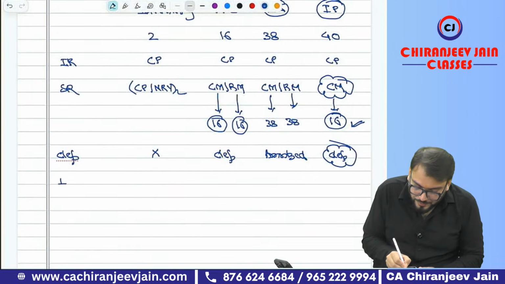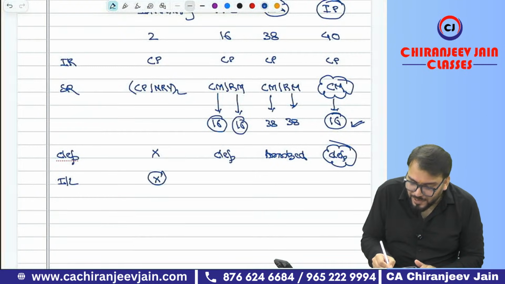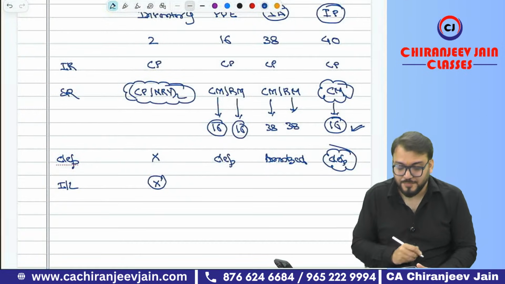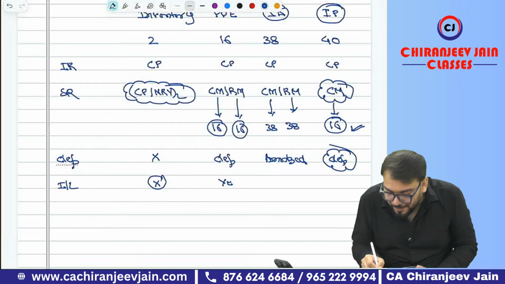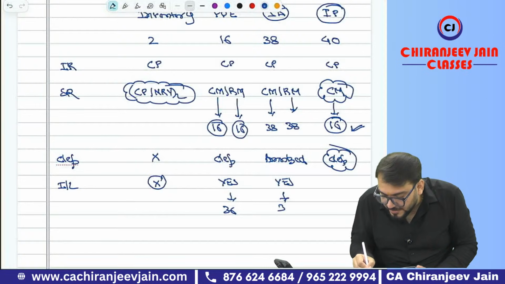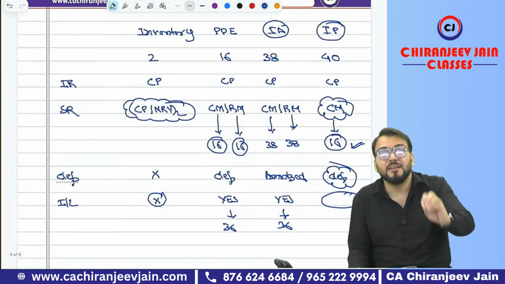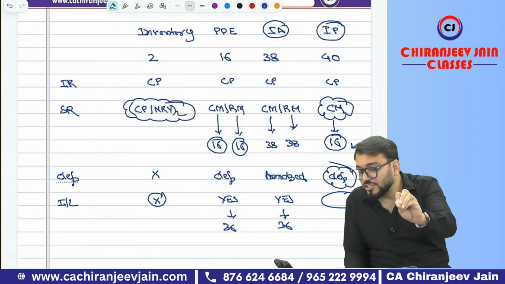Now, impairment loss. Inventory is not again tested for impairment, because when I say cost price or NRV, whichever is lower, it is already impaired. But this will be tested for impairment, because this is as per Ind AS 36. My question to you: investment property, whether it will be tested for impairment.